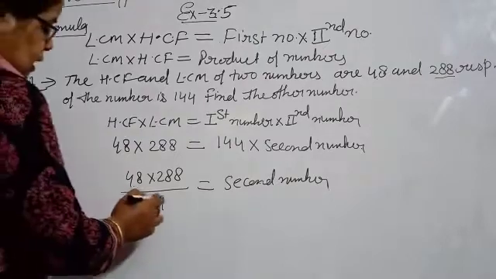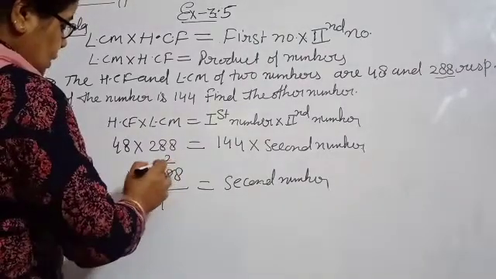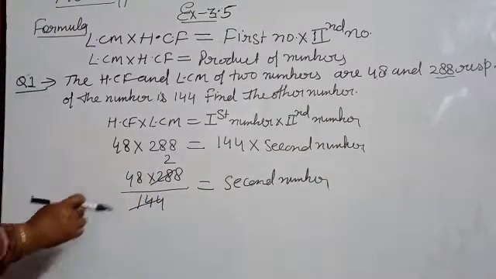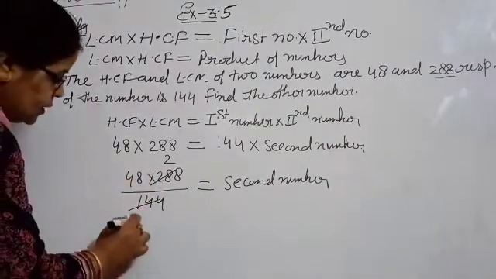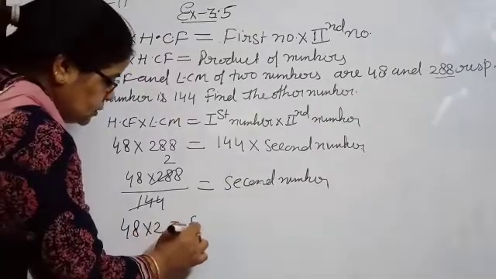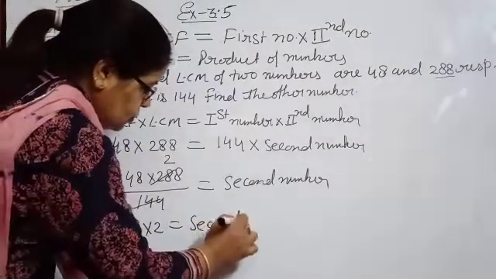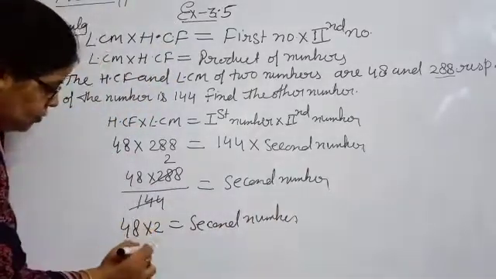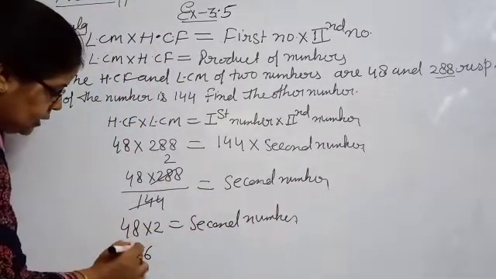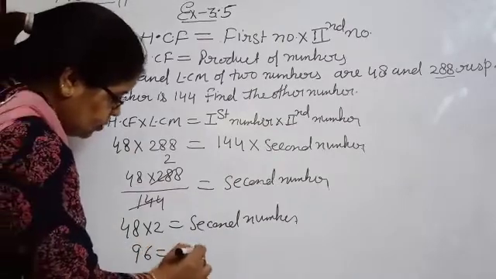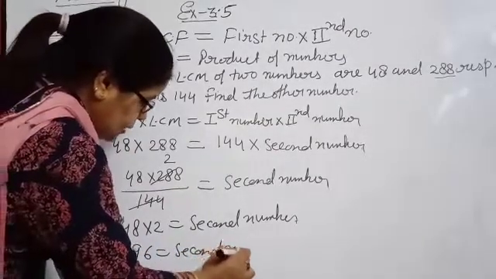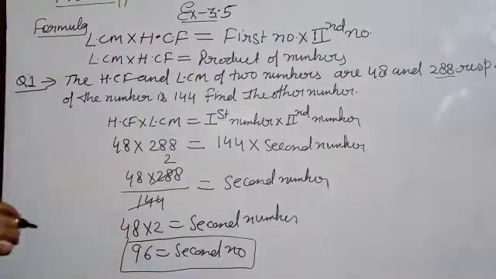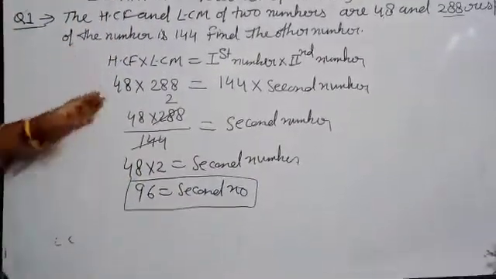Okay, now see that 144 2s are 288. No, 288 comes 2 times in the 144 table. So 48 into 2 is equal to the second number. Okay, so see that 8 2s are 16, 1 2 4s are 8, 96 is equal to the second number. So what will be the value of the second number? 96. So this will be our answer. Maybe everybody has understood this. Then I am moving to the next question.